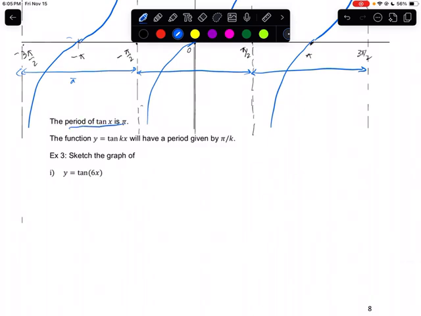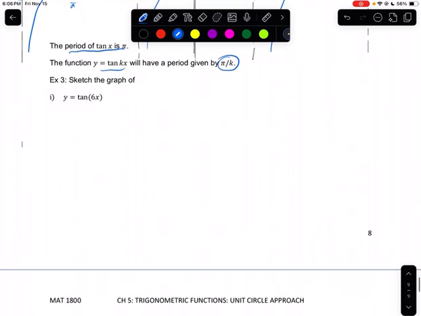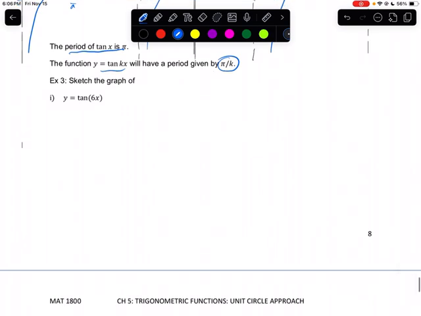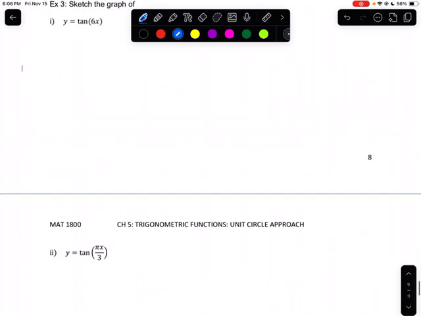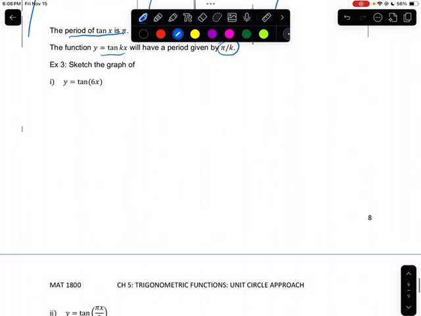Now if we have the function tangent of kx, then like the previous case, previously it used to be 2 pi over k, but now it will be pi over k. Why? Because the period is pi. So now we have to sketch the graph of tangent 6x, and then tangent of pi x over 3. So how will you do that? Well, the period here will be equal to pi over 6.